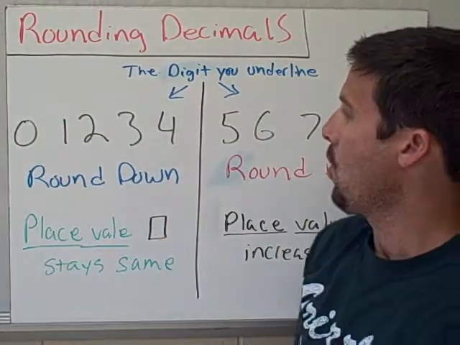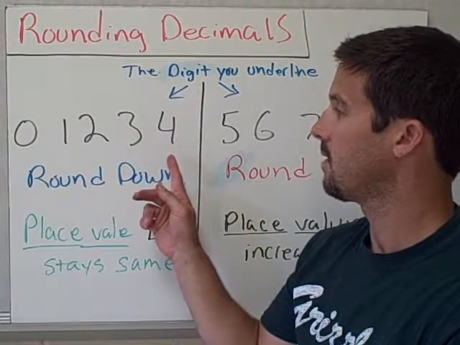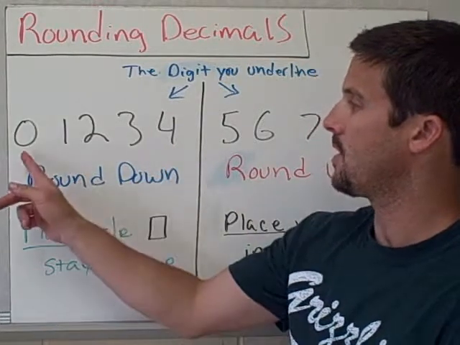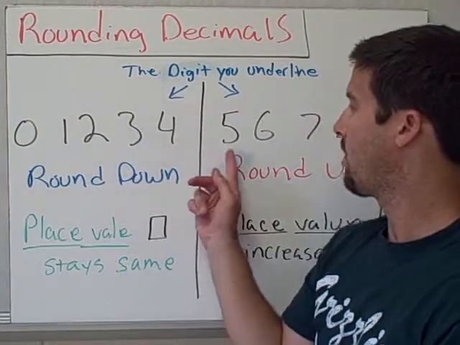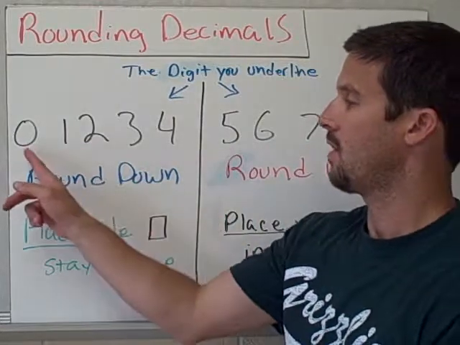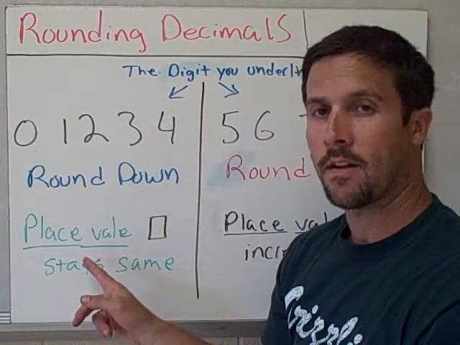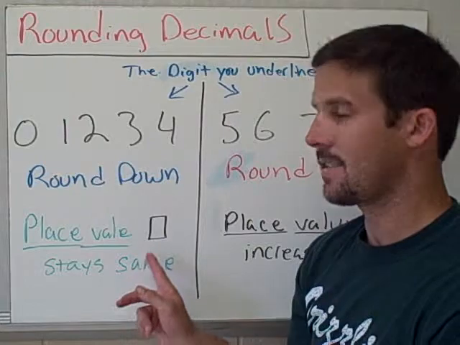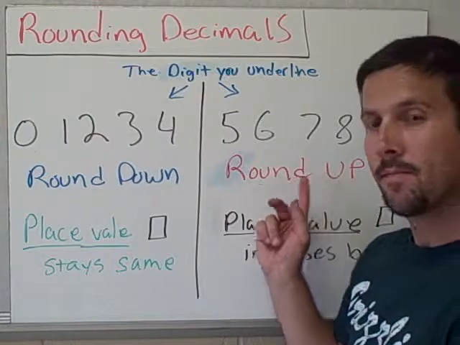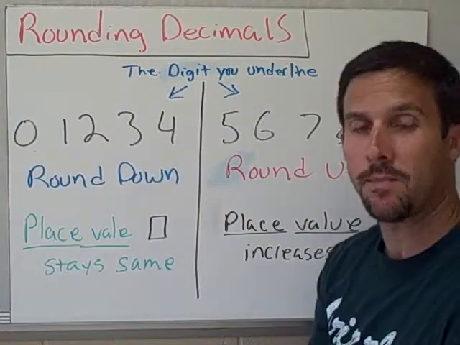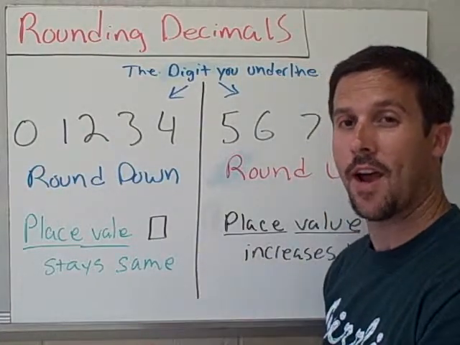Rounding digits. We talked about in one of my lessons on rounding whole numbers, if you want to look up that video, that the numbers 0 through 4 are smaller than 5 through 9. So if you run into this digit that you underline, you're going to round down, so the place value stays the same. If you run into this digit, you're going to round up, so your place value increases by 1. I know I just said that, but we're about to try it.